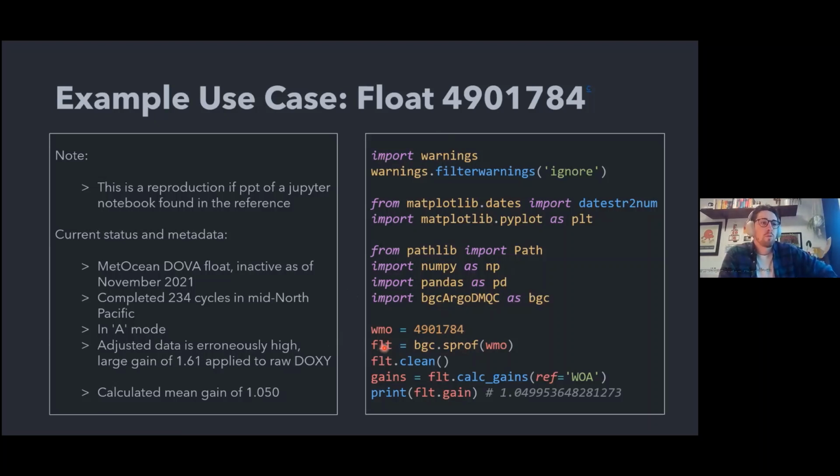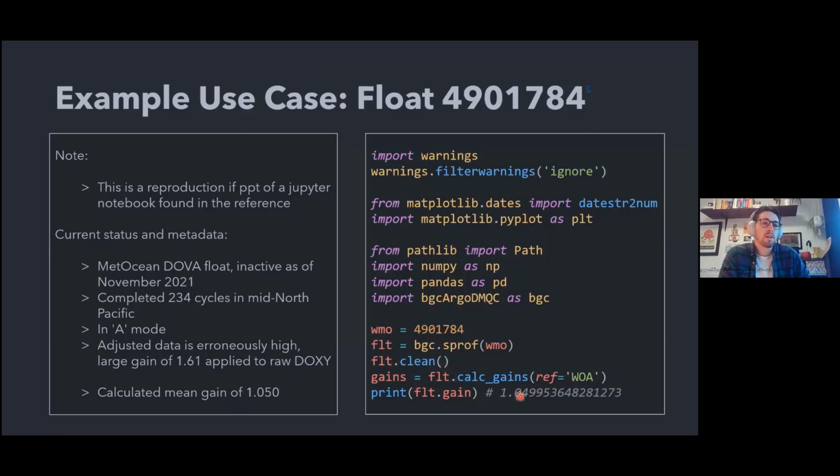This is going to be sort of our workhorse. Everything's going to come off of this. And then I'm doing float.clean, which effectively is getting rid of anything that's a flag 4. I don't want to work with bad data. There might be a reason that I want to see the bad data later, and we'll come to that.